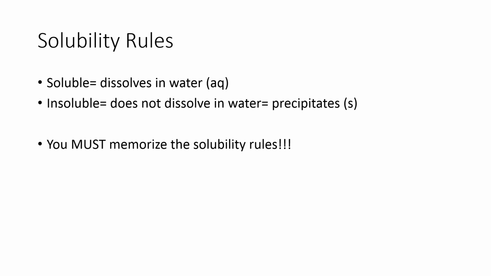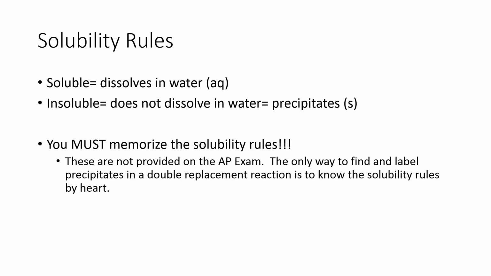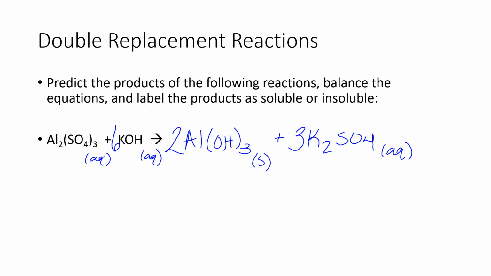You must memorize your solubility rules from your memorization sheet. We're going to use these a lot, and these are not provided on the AP exam. The only way to find and label a precipitate in a double replacement reaction is to know your solubility rules by heart, particularly ones for ammonia and nitrate. Those can help you with most problems.